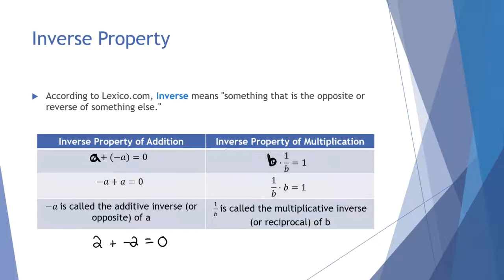Then with multiplication, we have the inverse property of multiplication. So if I have b and I multiply by 1 over b, they cancel, I'm left with 1. And the order doesn't matter. If I have 1 over b times b, they still cancel, they're equal to 1. So 1 over b is called the multiplicative inverse, or the reciprocal. So the inverse in terms of multiplication is the reciprocal. It's flip-flopped, basically. So that's where you can think of it's the reverse.